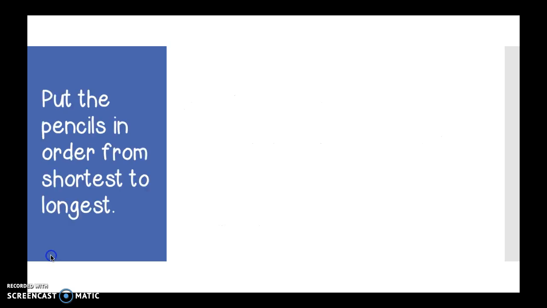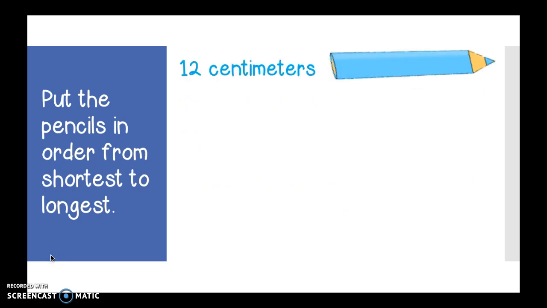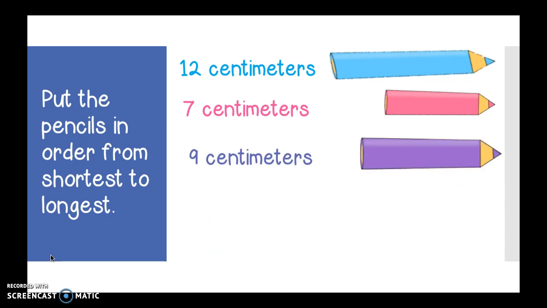Let's practice. It says put the pencils in order from shortest to longest. I'm going to go ahead and show you 3 pencils. I've already measured them for you. You're welcome. The blue pencil is 12 centimeters long. The pink pencil is 7 centimeters long. And the purple pencil is 9 centimeters long. I need to go ahead and put them in order from shortest to longest. Which one do you think is the shortest? The one that's 12 centimeters, 7 centimeters, or 9 centimeters?